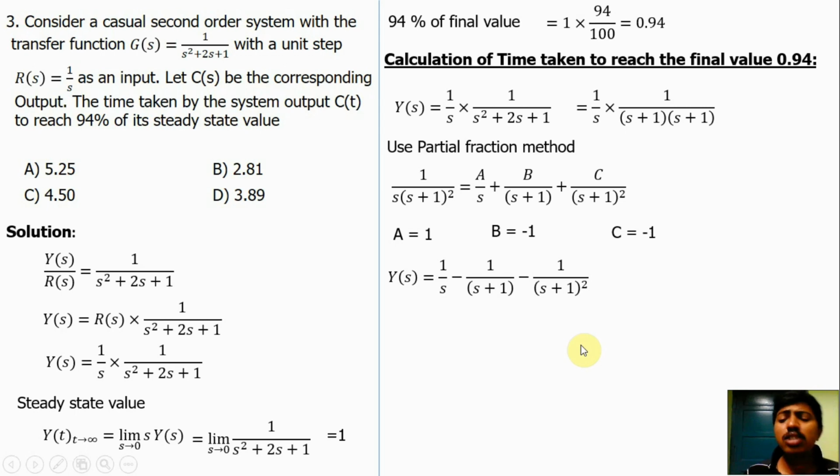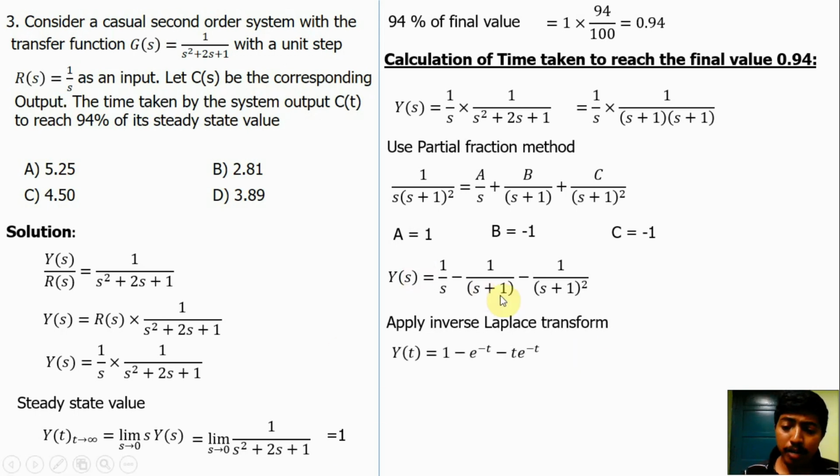Now it is easy to take the inverse Laplace. Taking the inverse Laplace, y of t is equal to 1 minus e power minus t minus t e power minus t. We have to find the time taken, so substitute 0.94 for the output y of t. By simplifying this equation we can find t, which is the time taken for the system output to reach 94%. So the time value t is equal to 4.5 seconds. Option C is correct.